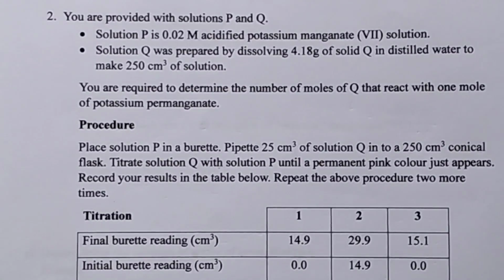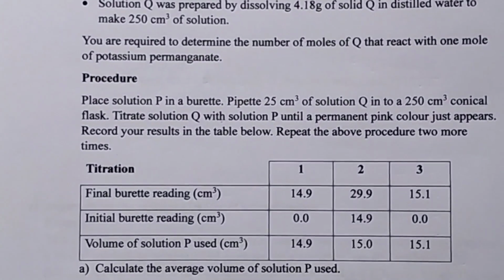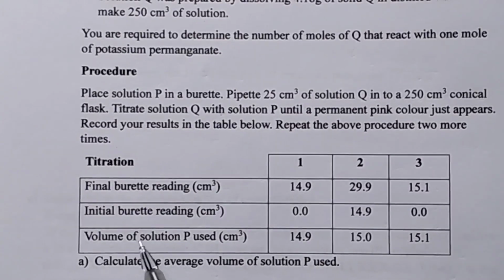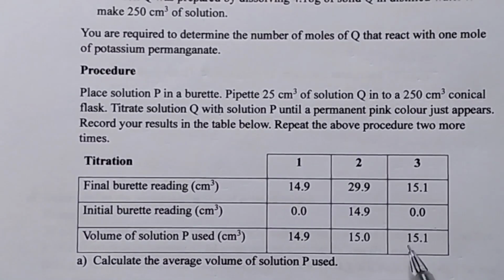Okay, the first titration, second and third. The final burette reading in cm³, the initial burette reading in cm³, and we also have the volume of solution B used in cm³. So this table has been filled for us, and this is the volume of solution B used. The first titration we are having 14.9, second titration 15.0, third titration 15.1.